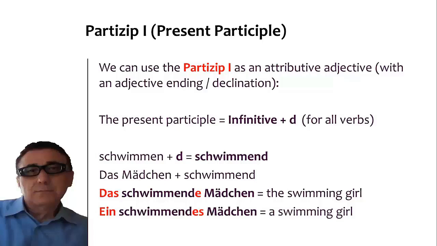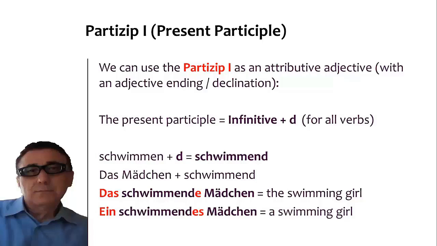Here is an important detail because das is a definite article. If we say the swimming girl, we are talking about a specific known girl. Because we use the definite article das, we have an E, in red color, that I showed you here at the end of schwimmend. This letter E comes from declination, because we used the definite article das.